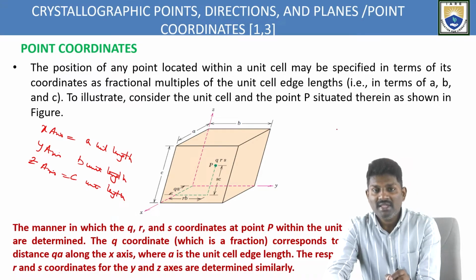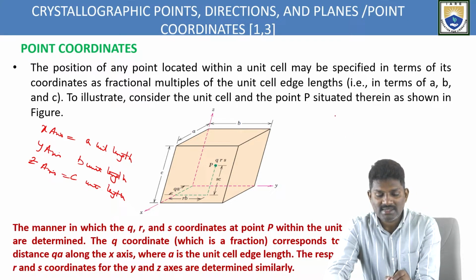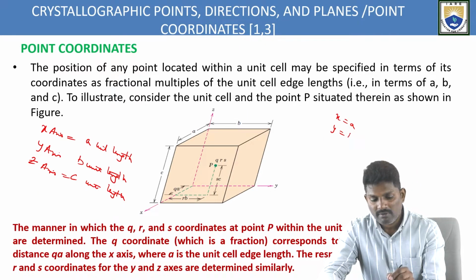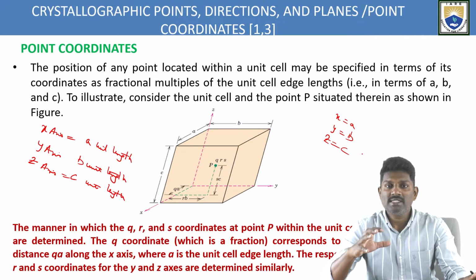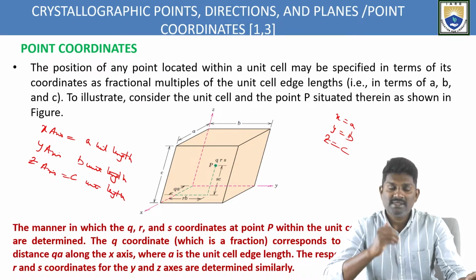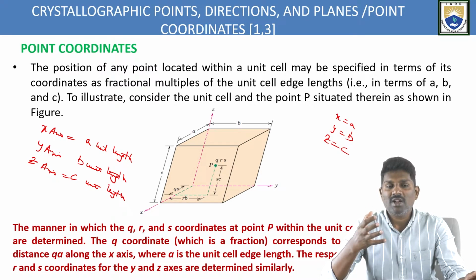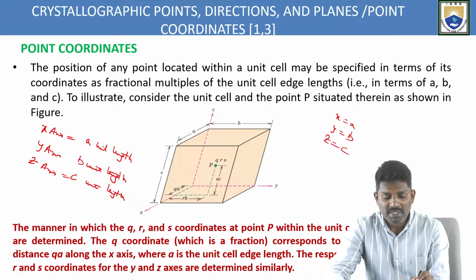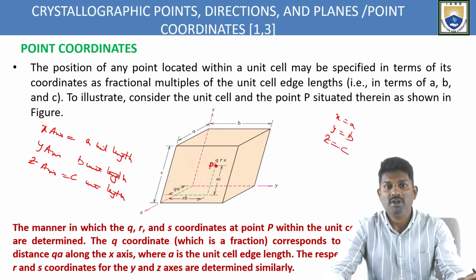So that means the unit length along the x-axis is A, along the y-axis it is B, and along the z-axis it is C. So these are my unit lengths along the x, y, z axes. Now, what is the next step? First step is to coincide the coordinate axis with one edge of the unit cell. The second is to identify the unit length along the x, y, z coordinate axes. After that, I have to locate the position P, that is the point P here. So this is my exact position of the point P.